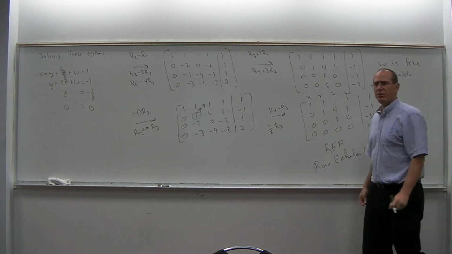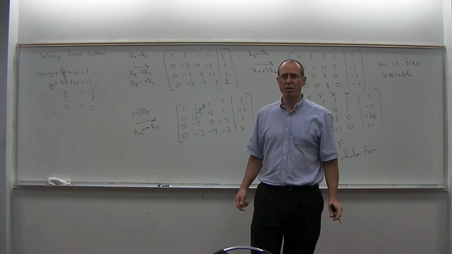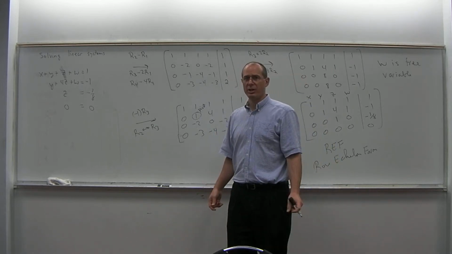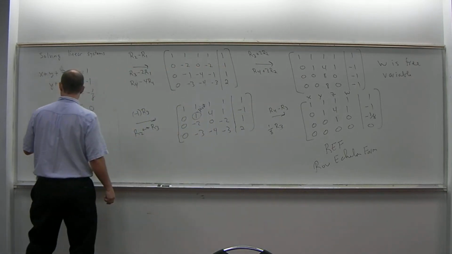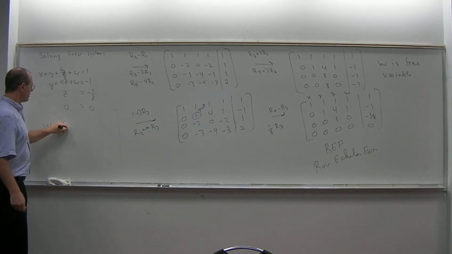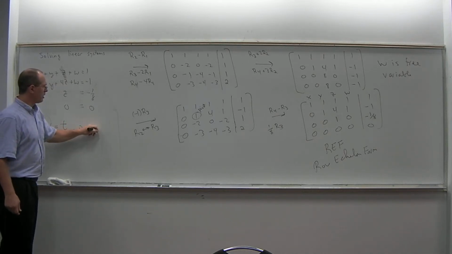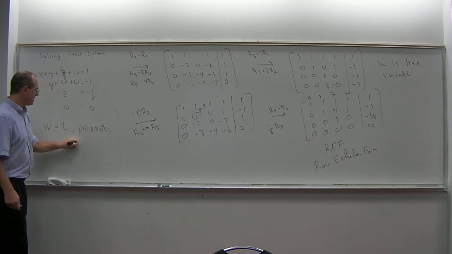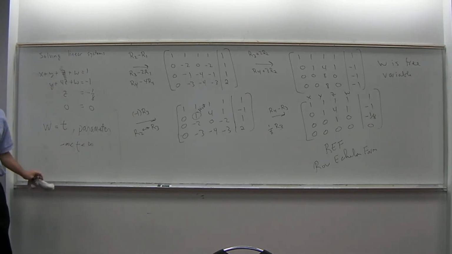So the value for w could be anything. You could choose anything at all that you like for the value w and get a solution to the system. So we'll start by saying w could be t. We'll call that a parameter, and t is any real number between minus infinity and infinity. t can be anything.